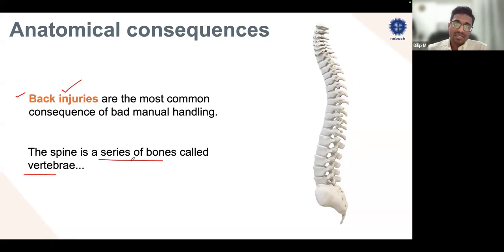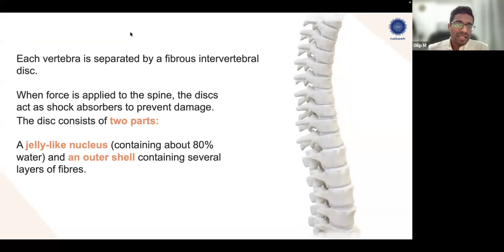So the spine is a series of bones called vertebrae. These are all the individual bones, and they're called vertebrae. Each vertebra is separated by a fibrous intervertebral disc. You can see they are separated by a disc. When force is applied to the spine, the disc acts as a shock absorber.